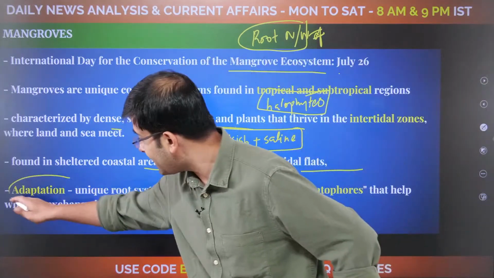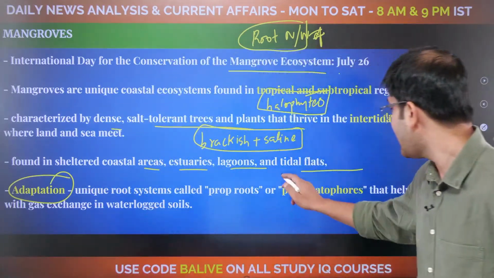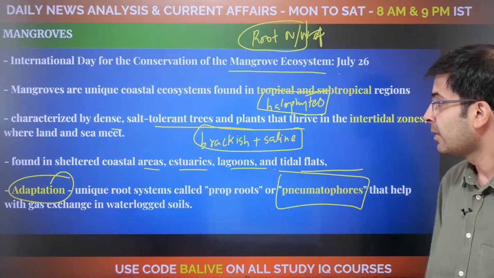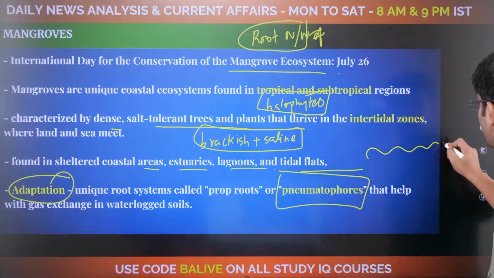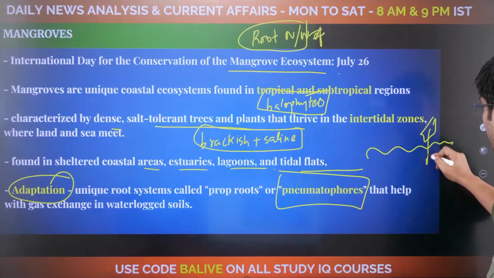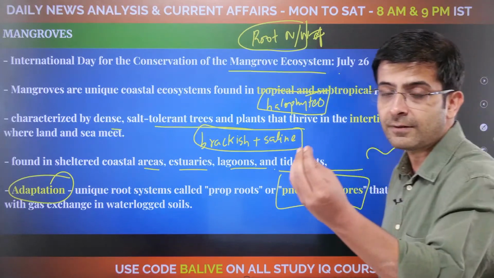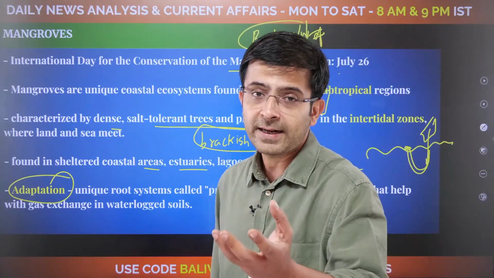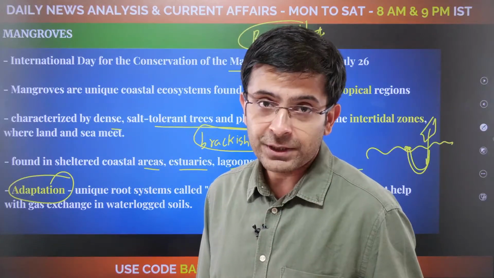Now, the adaptation that mangroves have, okay, most important is that they have pneumatophores. They have these openings. So if this is the sea surface, okay, if this is the mangrove, the opening is here. It's above the sea surface. It's like a nose that it has, it allows it to breathe. Okay. So what are adaptations now?